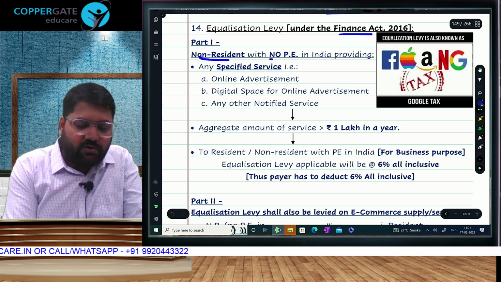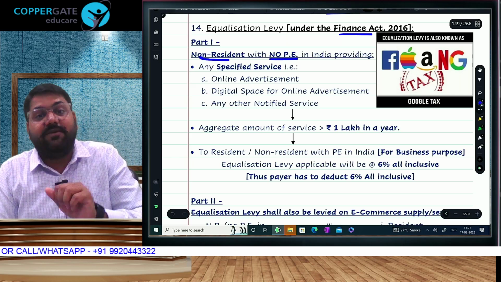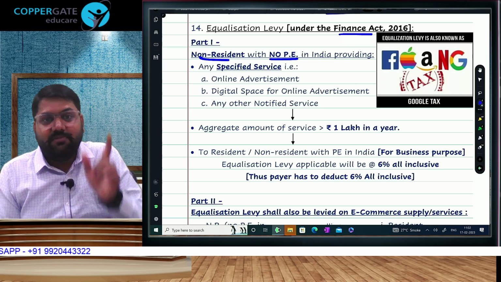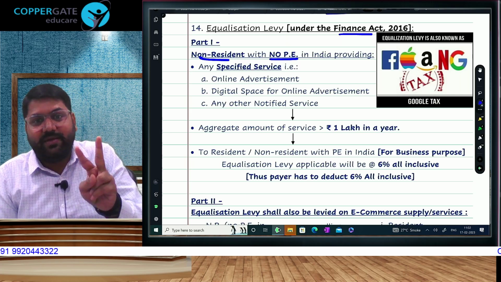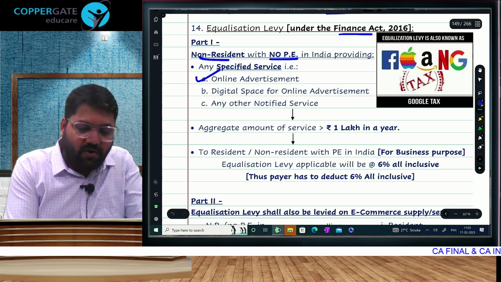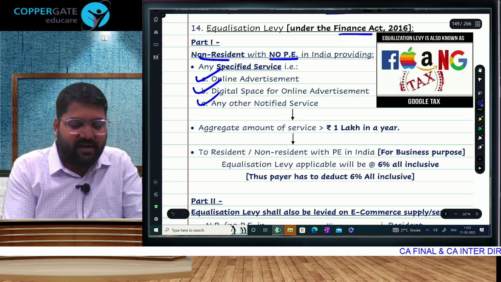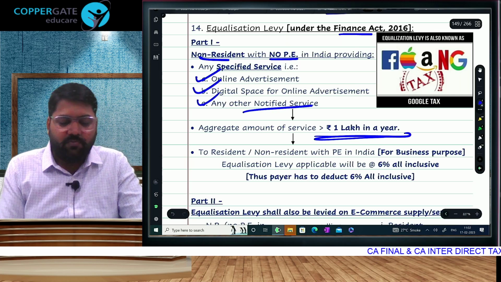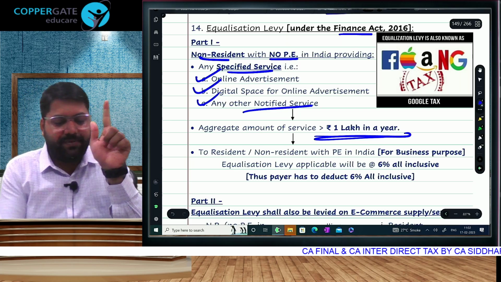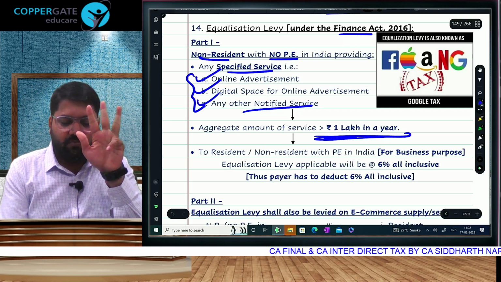Whenever a non-resident who does not have a PE in India, see, a non-resident having a PE in India will pay on the principle of source, and a resident will always pay tax. But non-resident, no PE, non-resident, no PE. That means residence is not applicable, source cannot be determined, but is providing online advertisement or digital space for online advertisement or any other notified service for more than rupees 1 lakh. This will become a specified service. So non-resident, no PE, providing specified service for more than rupees 1 lakh.